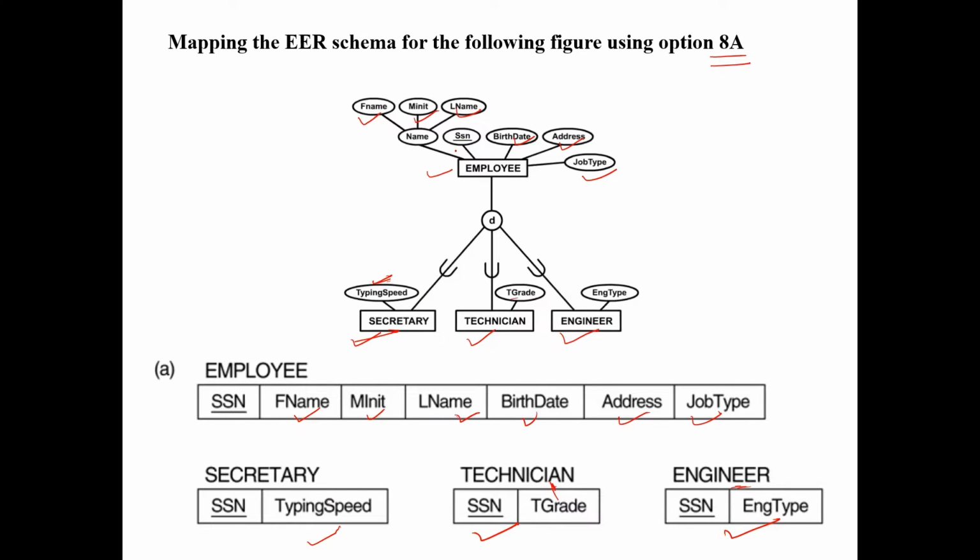We can see SSN is the primary key or key attribute for the employee, which has to be added in all the subclasses as a referential integrity. So SSN here will refer to the employee SSN. Here also, this SSN is nothing but the SSN of the employee. And here also SSN is nothing but the SSN of the employee.